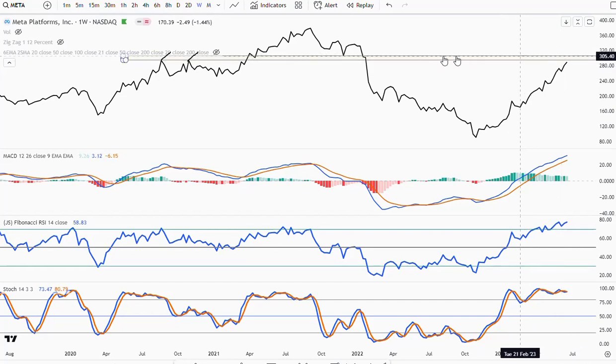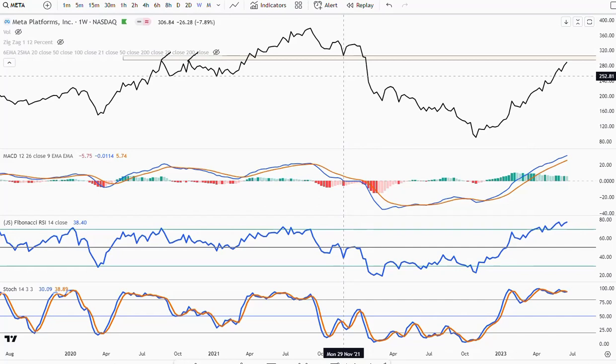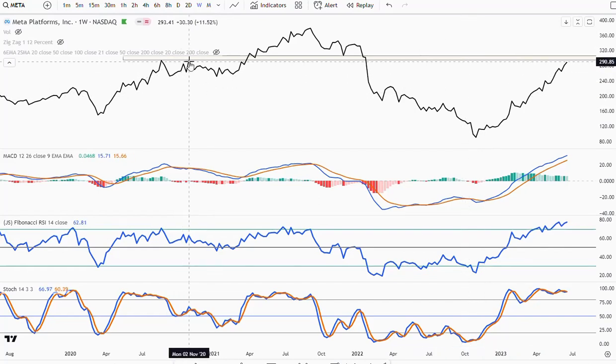And then the top of the channel is where it found support right here. So I'm looking at these two levels, around 294 to around 303. This level is around 306. Those would be the levels I would be looking out for on further rebound. The first one would be around 294.